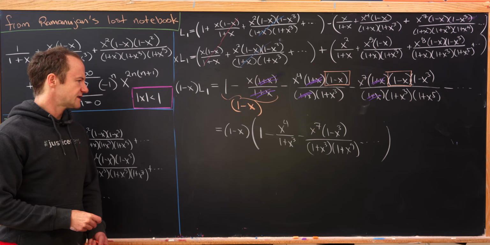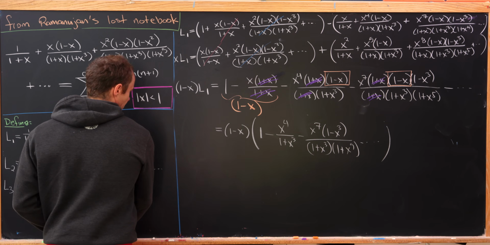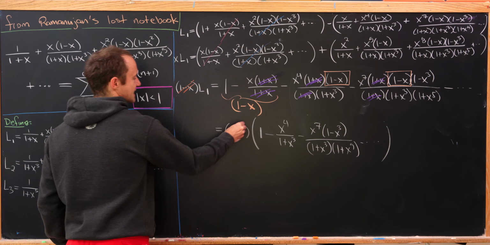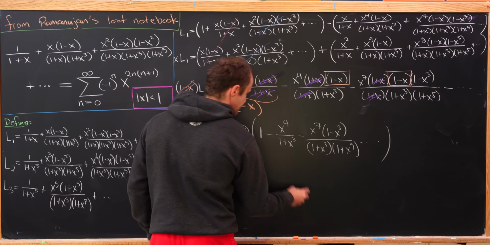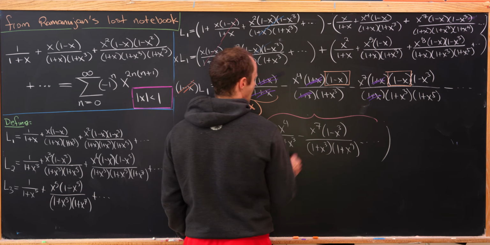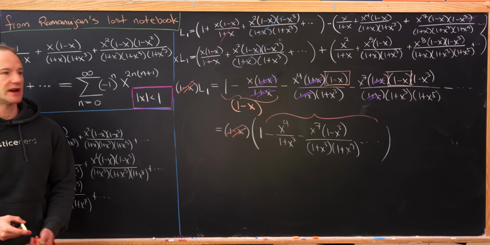But now, let's look at this carefully. Well, first of all, these two 1 minus x's can cancel. And then all of these trailing terms here have an x to the 4th that can be factored out.